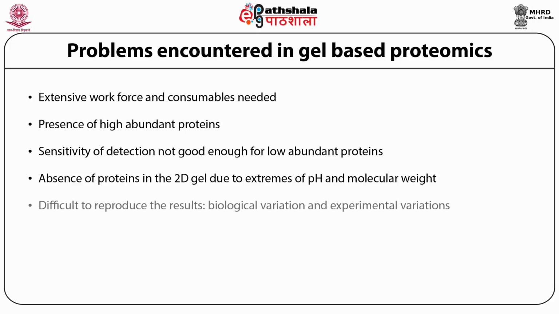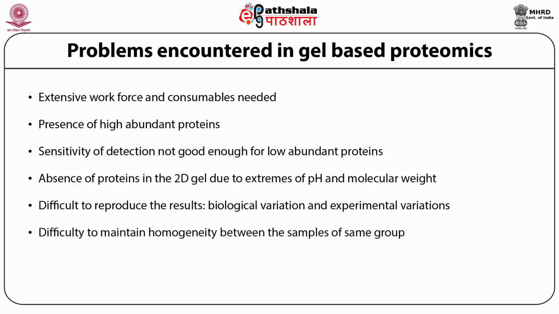There's absence of protein in the 2D gel due to extremes of pH and molecular weight. There is sometimes difficulty to reproduce the results, and this complicates biological variation and experimental variations. There's difficulty to maintain homogeneity between the samples of the same group. For example, if we are considering samples of tuberculosis, it would be very difficult to have samples of only the tuberculosis. You could always have this particular condition along with other coexisting conditions like pneumonia or viral cold.